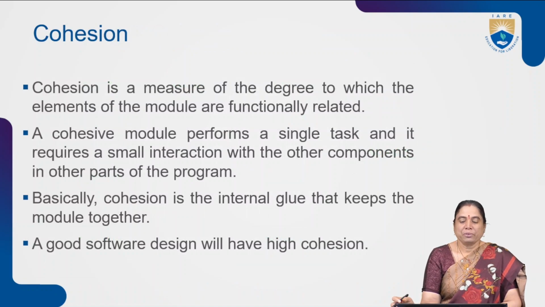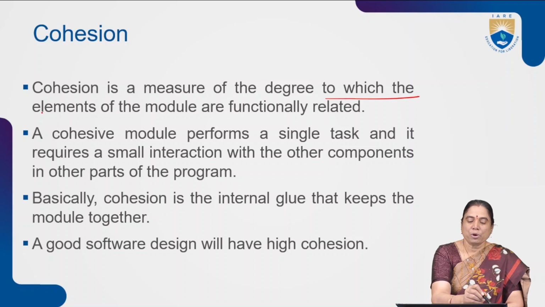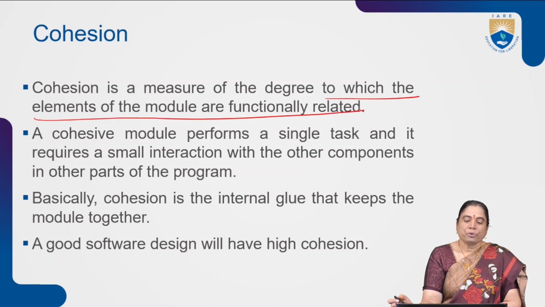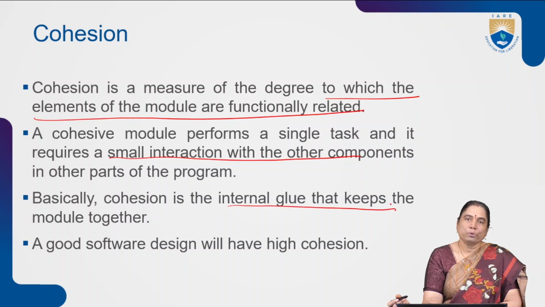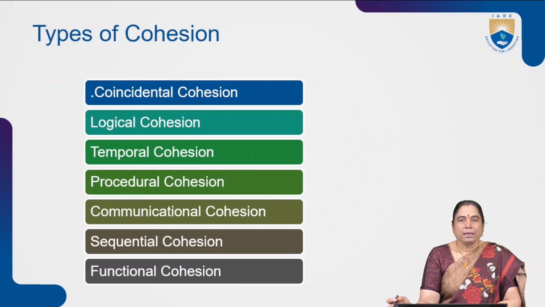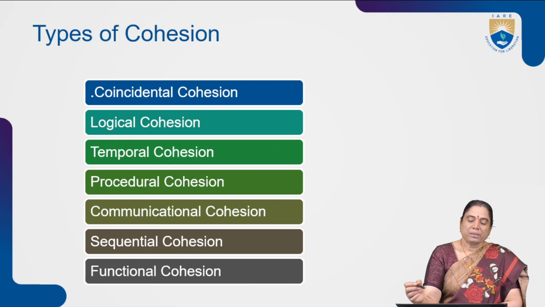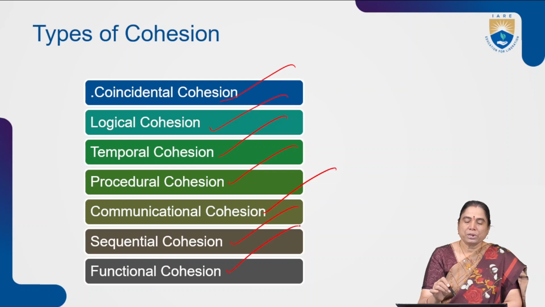Cohesion is a measure of the degree to which the elements of the module are functionally related. A cohesive module performs a single task and requires little interaction with other components in the other parts of the program. Cohesion is the internal glue that keeps the module together. A good software design will have high cohesion. A variety of cohesions are available. Basically, they are coincidental cohesion, logical cohesion, temporal cohesion, procedural cohesion, communicational cohesion, sequential cohesion, and functional cohesion.